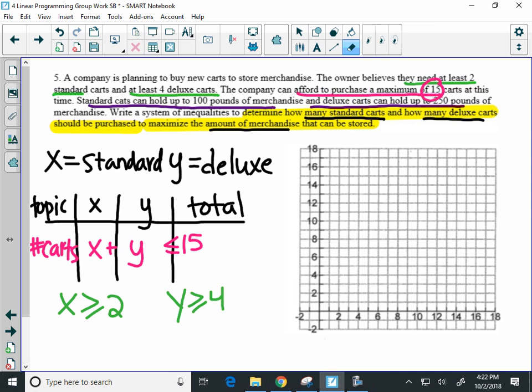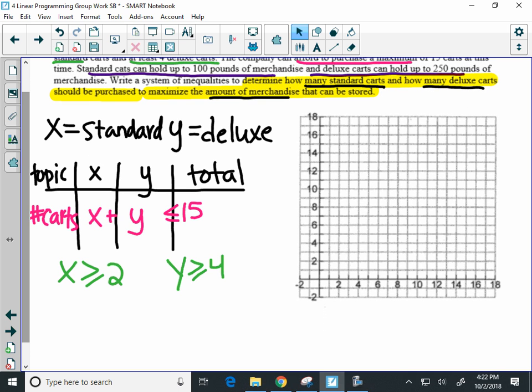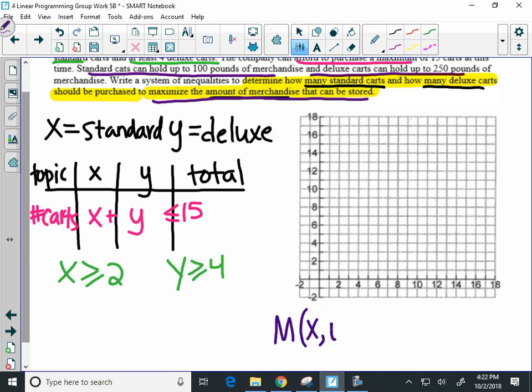Okay. So now we get to the stuff that's underlined in purple. And some people were getting confused by this in class, so let's make sure we understand here. When I look at what's in yellow, I highlighted that we are trying to maximize the amount of merchandise that can be stored. So here we're not trying to find the profit, we're trying to maximize the amount of merchandise. So I'm going to call that M. The amount of merchandise that can be stored is a function of the number of standard carts and deluxe carts that you buy.